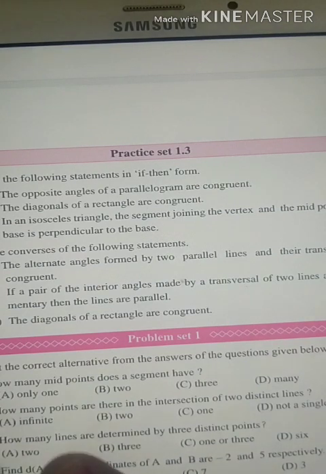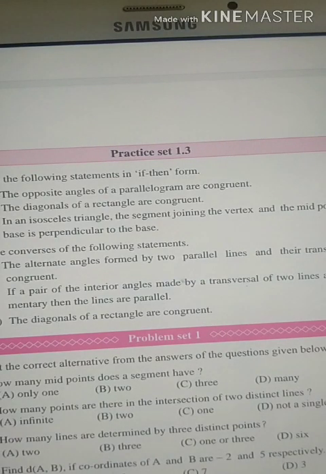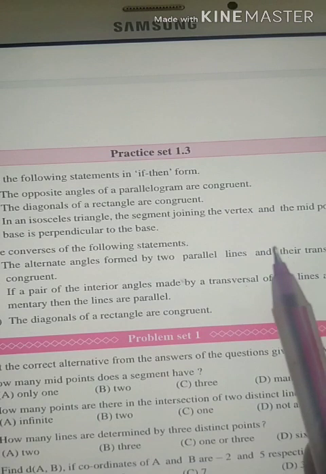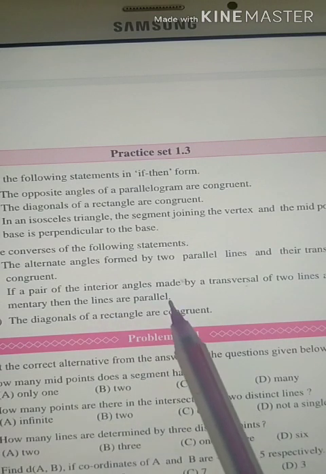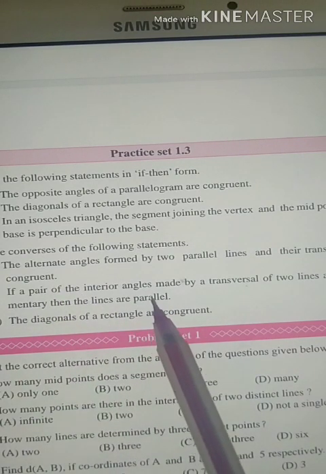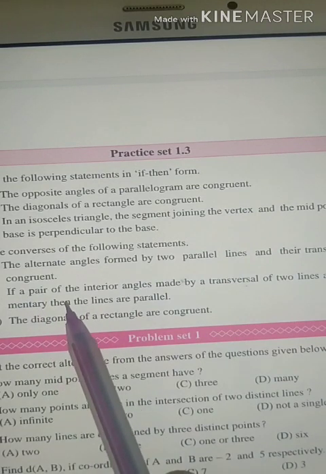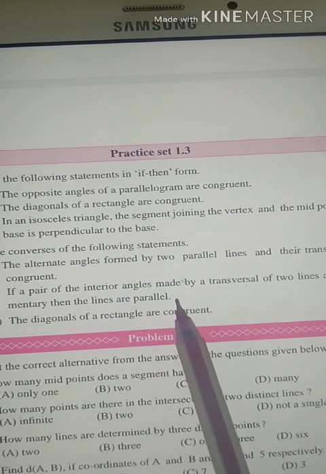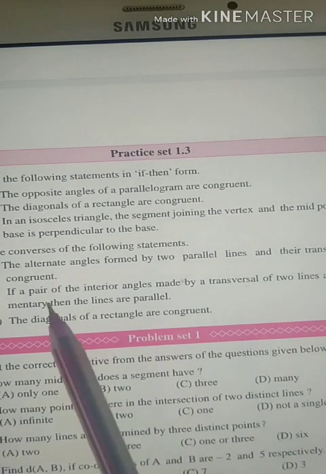Or if you want, you can also write it in a little higher standard way: if two parallel lines are intersected by a transversal, then the interior angles formed are also supplementary. Or the simple way: if the lines are parallel, then a pair of interior angles made by a transversal of two lines are supplementary. I ask you to write it clearly, the simple way. What is coming after "then", that you put as "if". If two lines are parallel, then a pair of interior angles made by a transversal of two lines are supplementary.